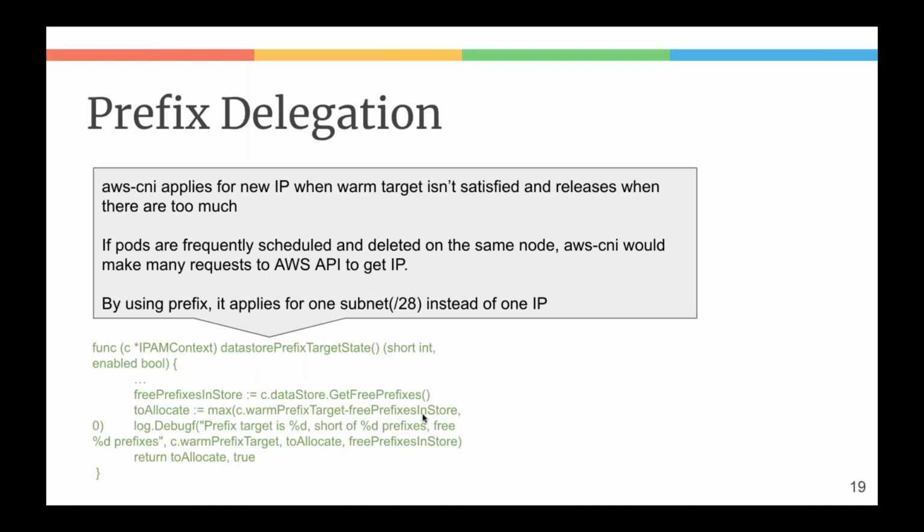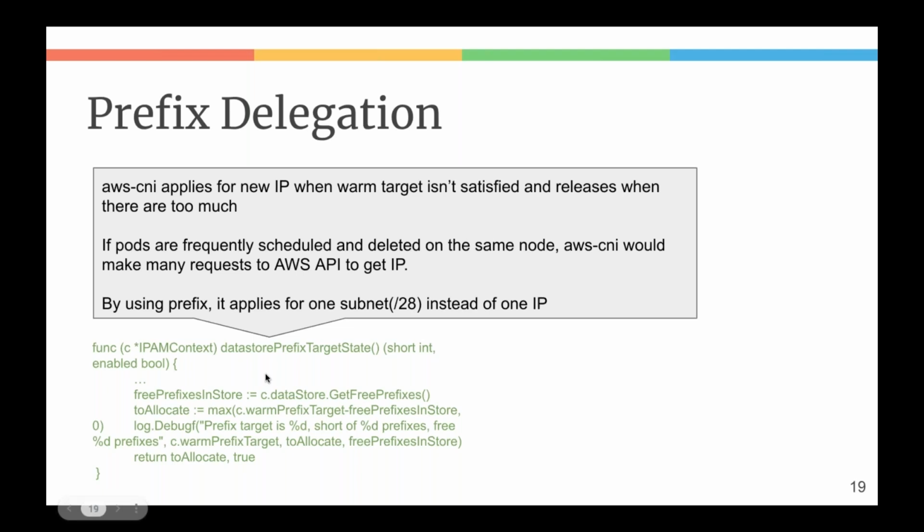Let's say you have a node, and in that node many pods are created and deleted frequently, then the AWS will try to request the IP and release them, which will make the EKS AWS API call. So yeah, it will probably exceed the API limit.